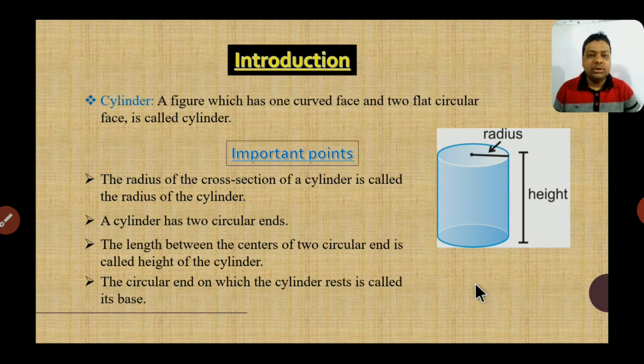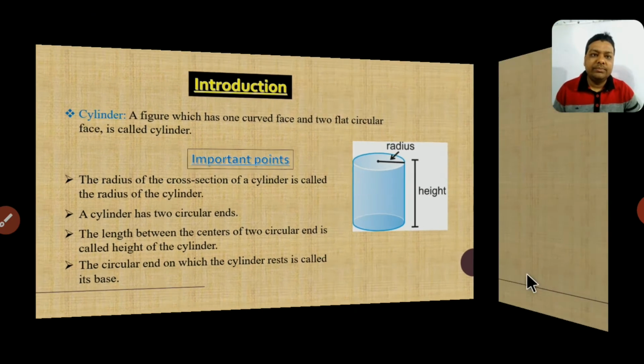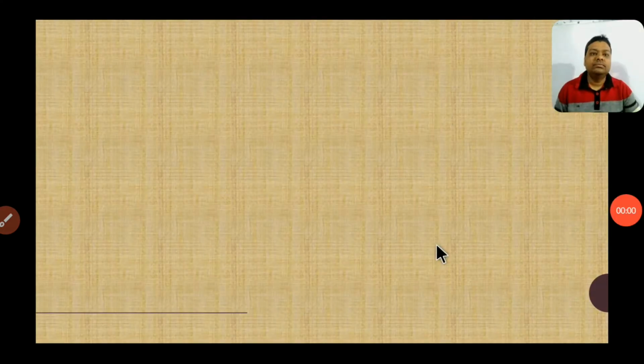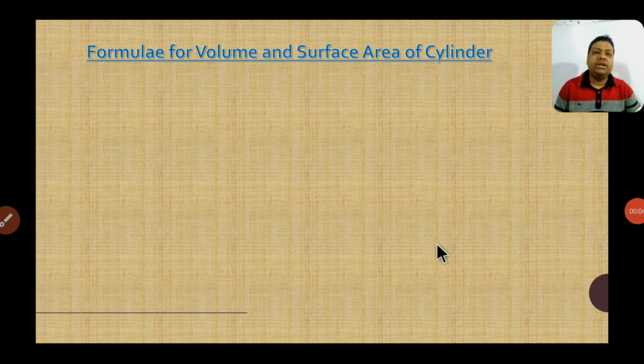Students, I hope you have all understood this figure. Now let's move to the next part. Here, at first we will discuss the formula for volume and surface area of a cylinder, and then we will solve some questions.